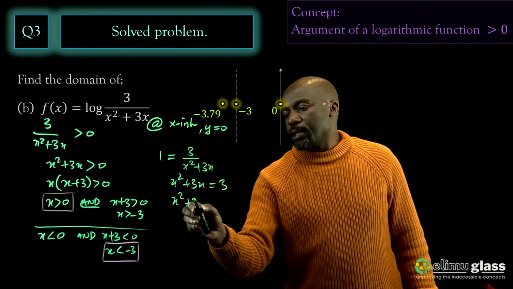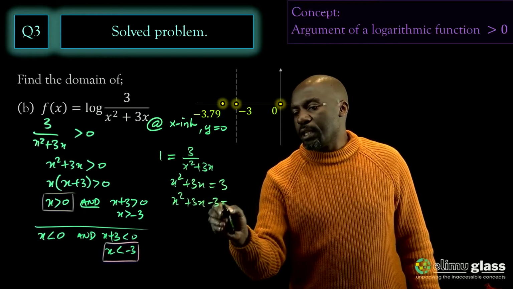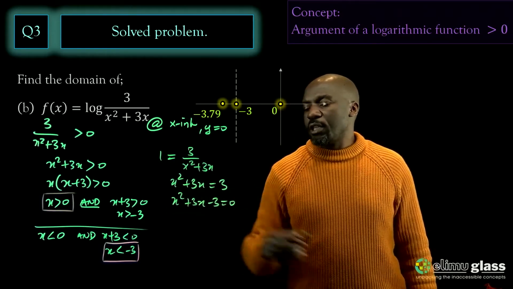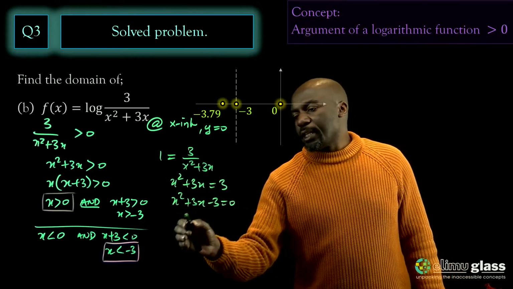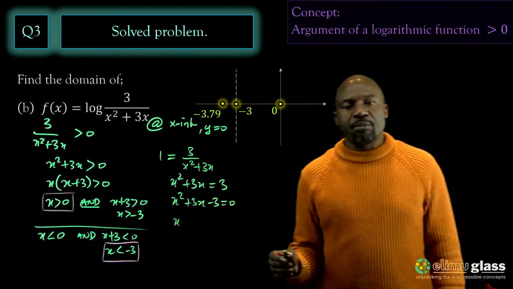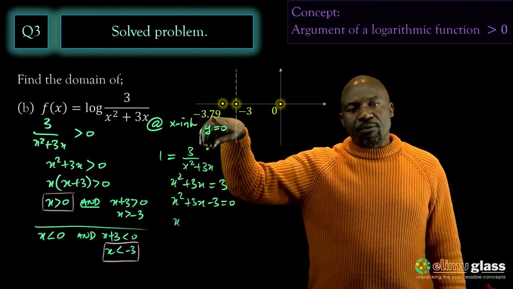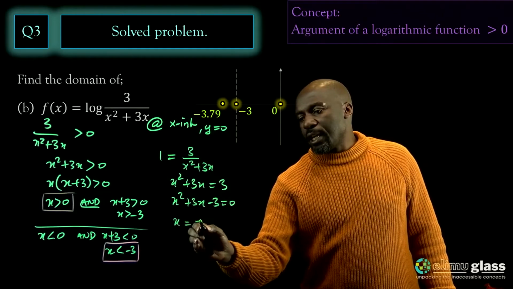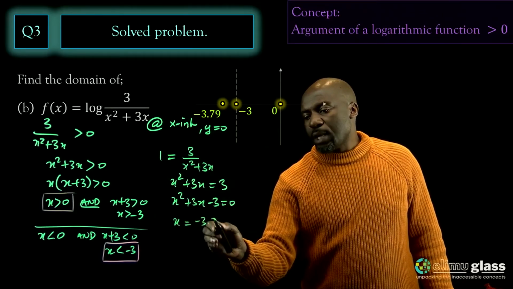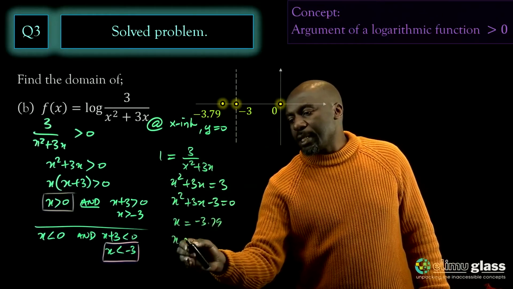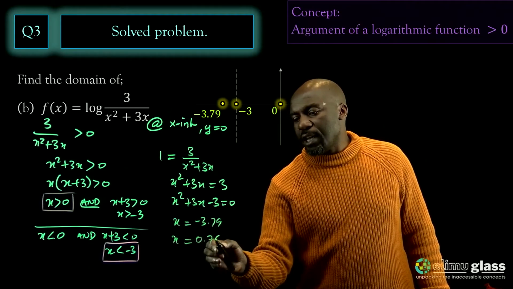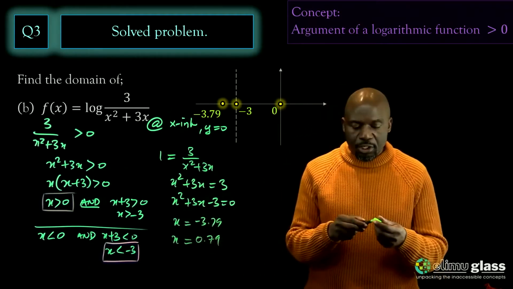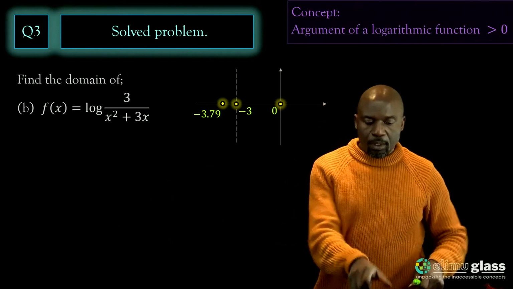X squared plus 3x minus 3 is 0. And when you solve this quadratic equation, we get the values of x. I think I've done it before this, and this is one of the values. X is negative 3.79 and x is 0.79. When you solve this quadratic equation, those are the values that you get.